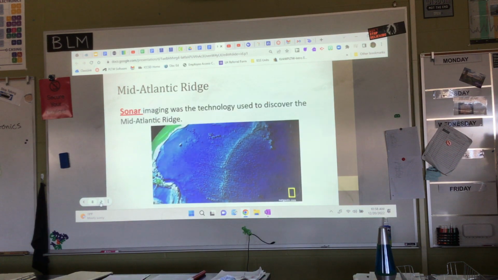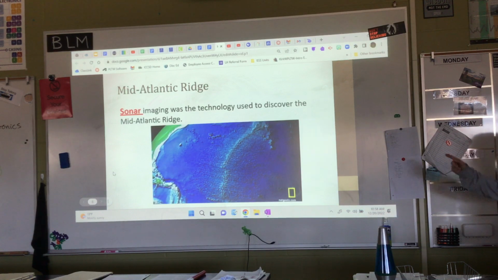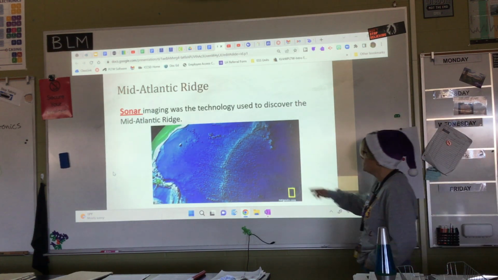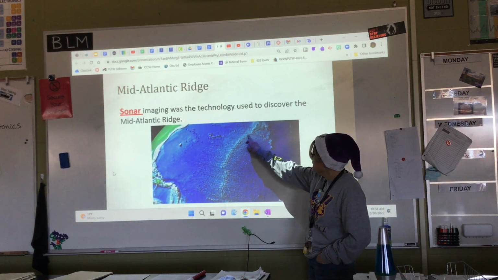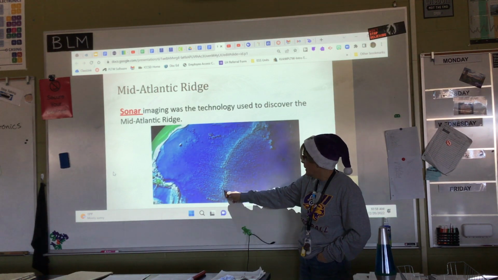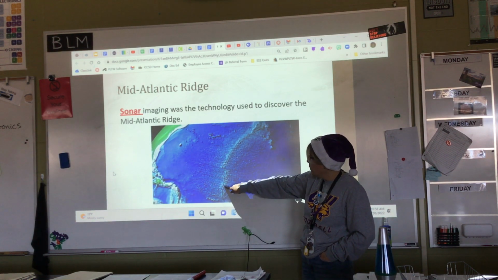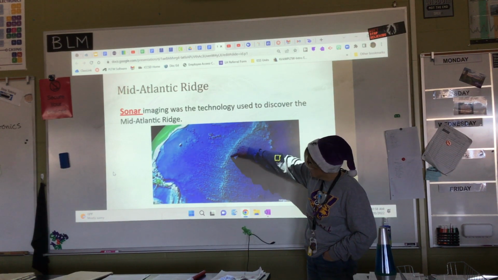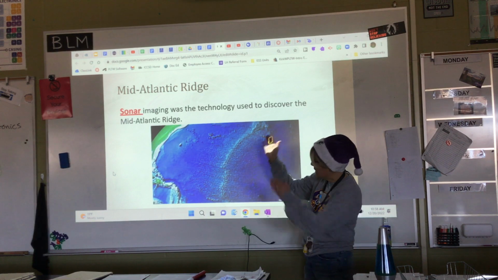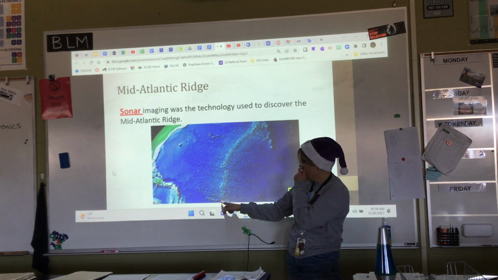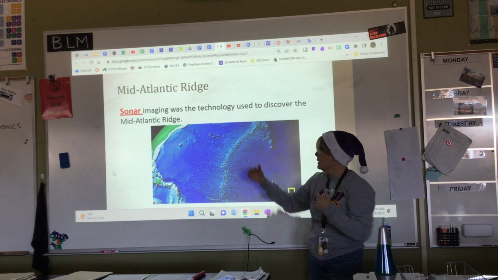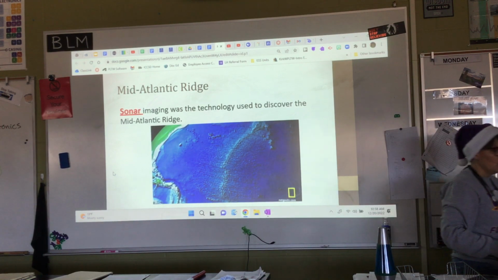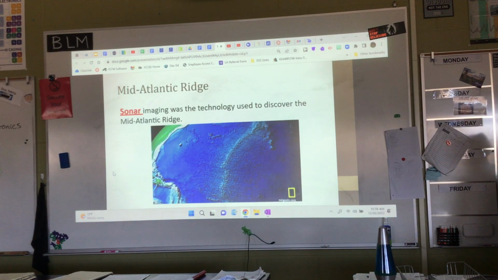Wegener, 1912, a German. All right, so here's the next thing you're going to write down. Notice it's underlined. Sonar imaging was the technology used to discover the mid-Atlantic ridge. And this is what the mid-Atlantic ridge looks like through sonar. You can kind of see this scar shape that's happening. And so it is this mountain ridge at the bottom. And in the middle, you can see that valley that Marie Tharp had talked about. It's kind of like that cleft or that V in there that just keeps splitting open and more magma oozes out as the ocean is spreading.